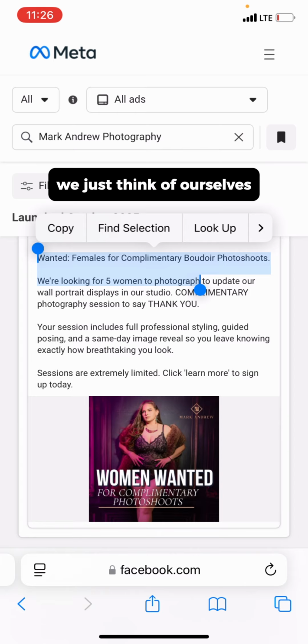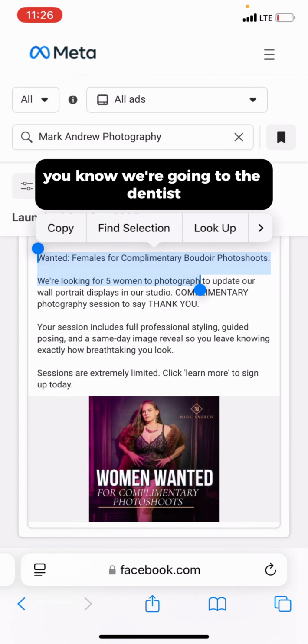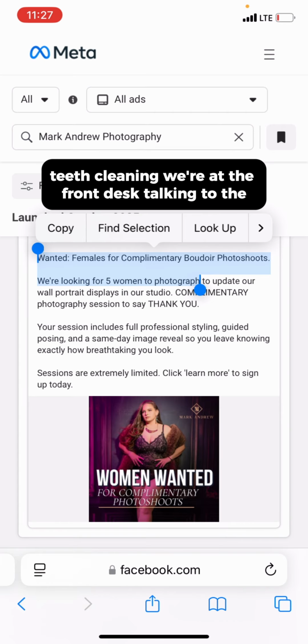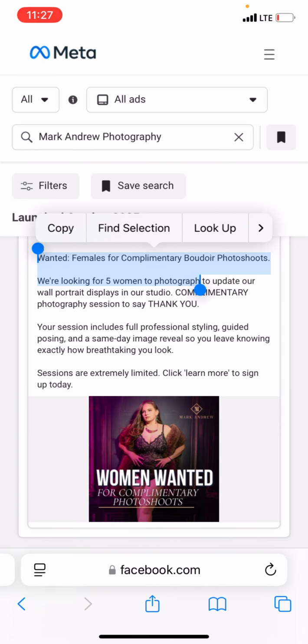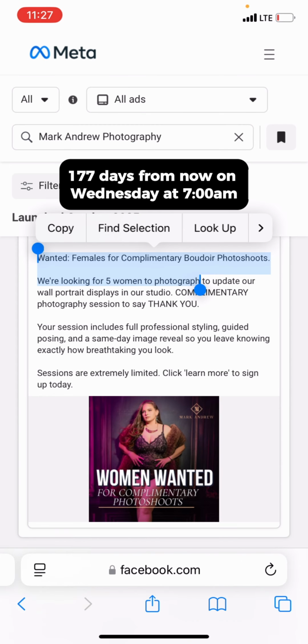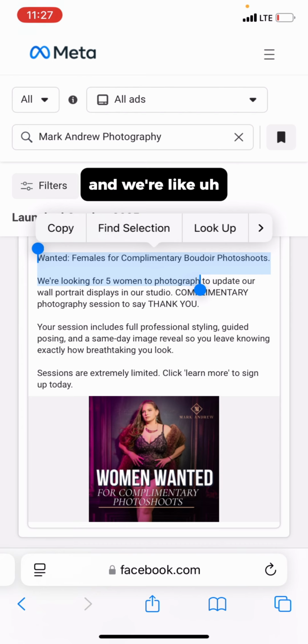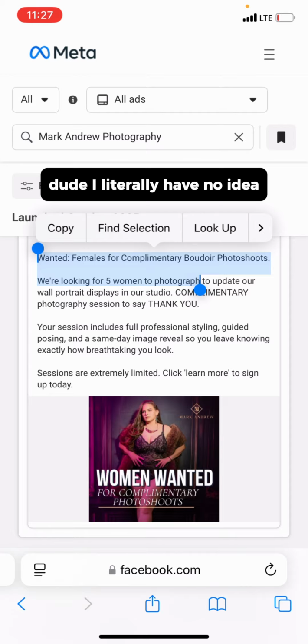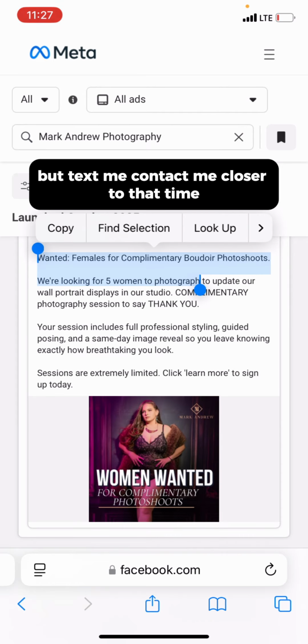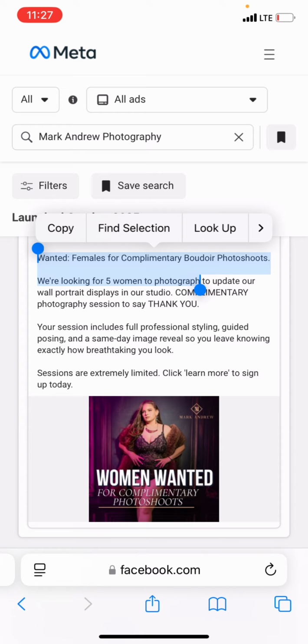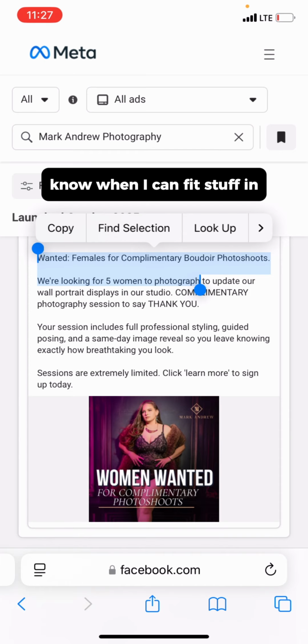And we know this because we can just think of ourselves going to the dentist. We finished our 6-month checkup and teeth cleaning. We're at the front desk, paying, talking to the secretary, and she says, hey, are you free 177 days from now on Wednesday at 7:50 a.m.? And we're like, dude, I literally have no idea. But text me, contact me closer to that time when I actually know my schedule and when I can fit stuff in.